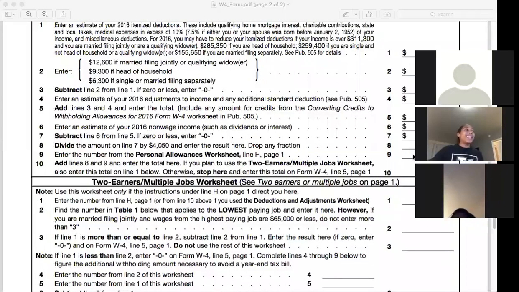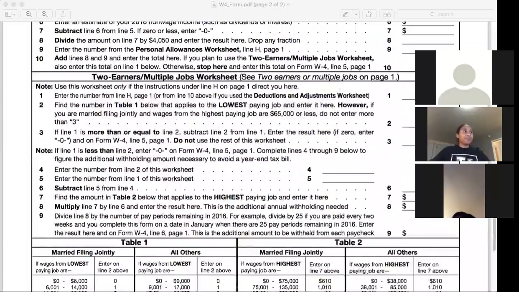Line 10 says add the numbers on lines 8 and 9, and enter the total here. So you're going to add whatever we got here, which was 4 on line 8, and whatever you got on line 9. If you had a 4 on line 8 and a 4 on line 9, you've got an 8 total on line 10. If you got a 6 on line 9 and a 4 on line 8, you've got a 10. So whatever your number is, that total goes on line 10.